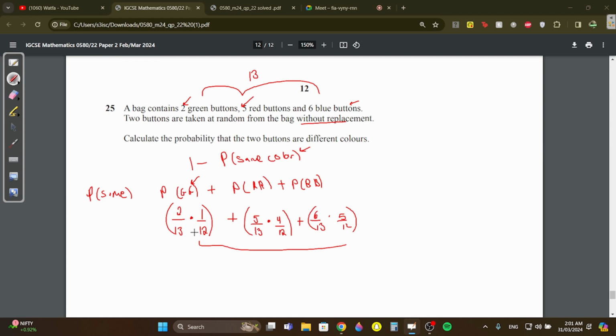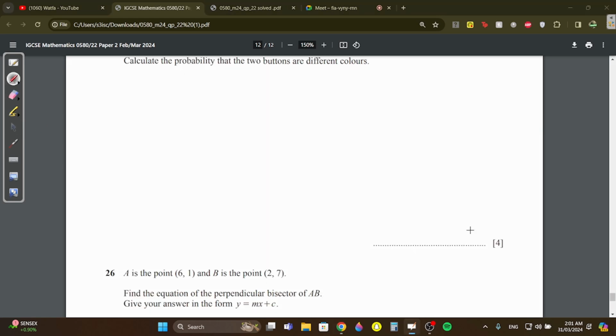Put this into a calculator and you're going to get 1 over 3. So the probability of getting the same color is 1 over 3. 1 minus 1 over 3 is going to be equal to 2 over 3. So your answer, that the probability they're different, is actually 2 over 3.